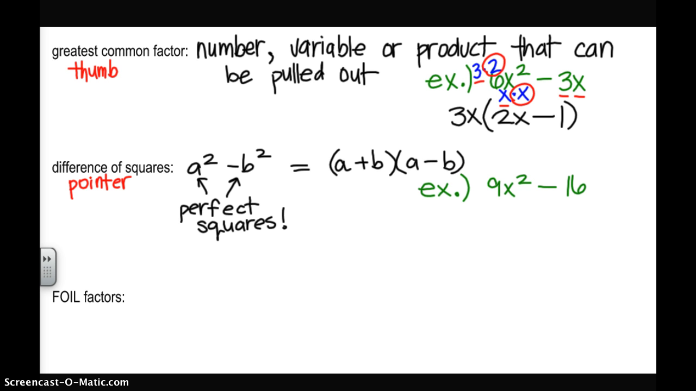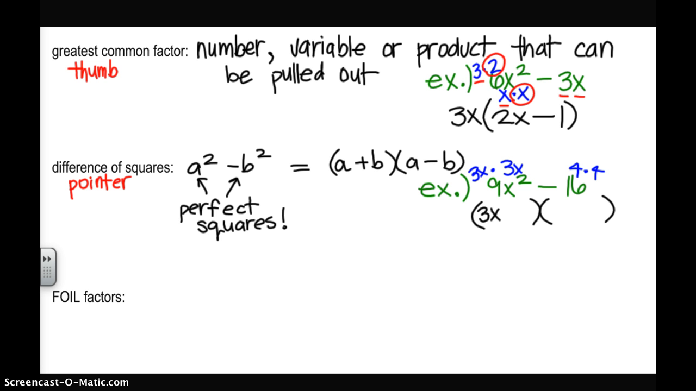9x squared minus 16. Is that a perfect square minus a perfect square? Yeah, it actually is. 9x squared is actually 3x times 3x. All of you should know right now that 16 is 4 times 4. So when we split it, we're looking at the square root and the square root. So I'm going to do the square root of the first one. Well, that's 3x, because the square root of 9 is 3, and the square root of x squared is x.